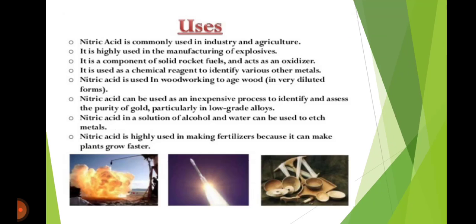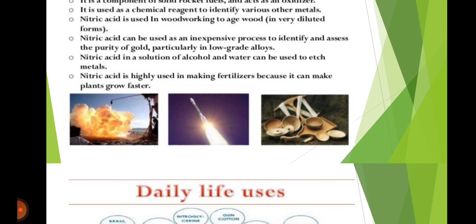Nitric acid can be used as an inexpensive process to identify and assess the purity of gold, particularly in low-grade alloys. Nitric acid in a solution of alcohol and water can be used to etch metals. Nitric acid is highly used in making fertilizers because it can make plants grow faster.